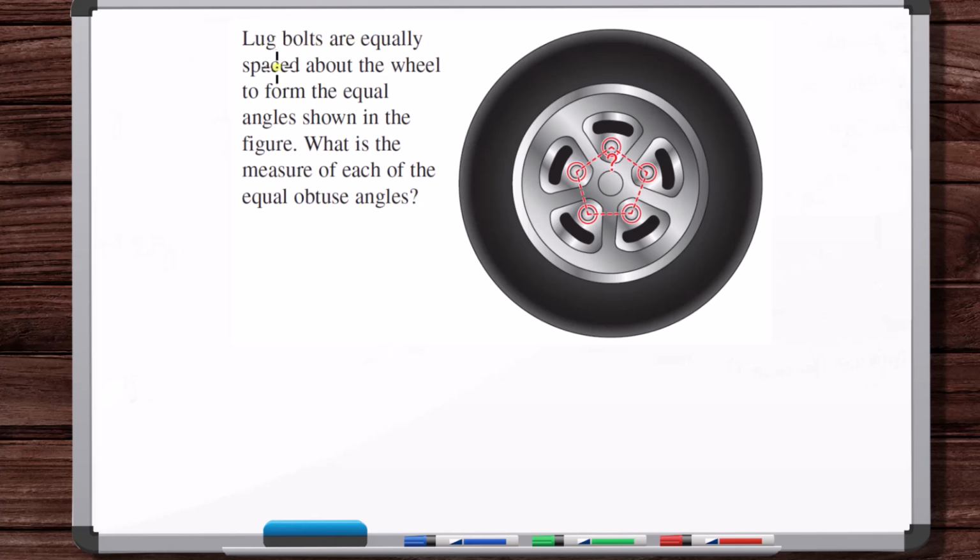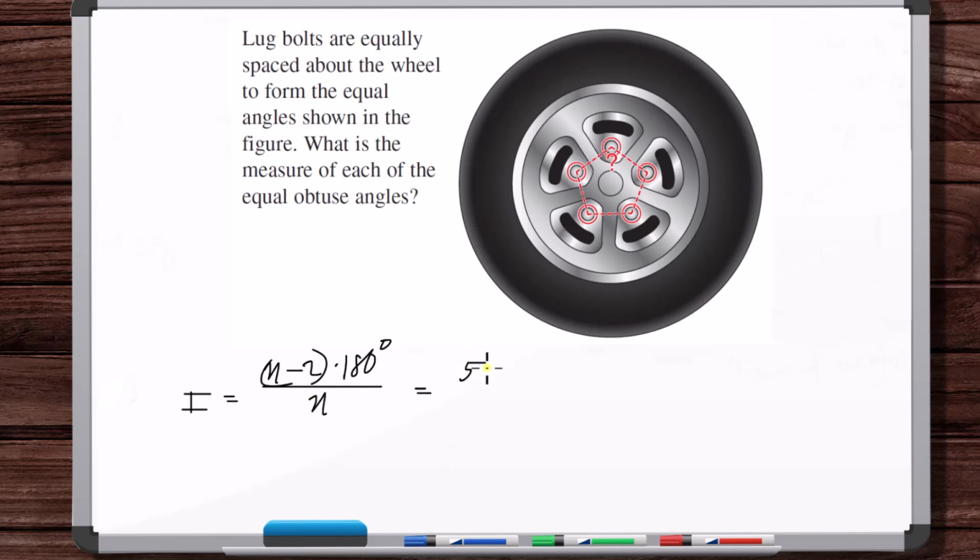Lug bolts are equally spaced about the wheel to form the equal angles shown in the figure. What is the measure of each of the equal obtuse angles? So what they're saying is that they're equally spaced with these equal angles. So we've got a regular polygon here. In this case, 1, 2, 3, 4, 5. That's a regular pentagon. So it's just the same as what we just did with the stop sign, but now we're going to have n be equal to 5 sides.